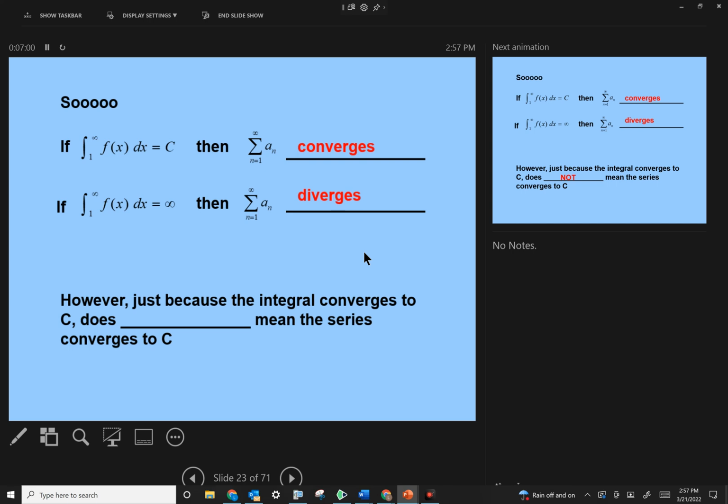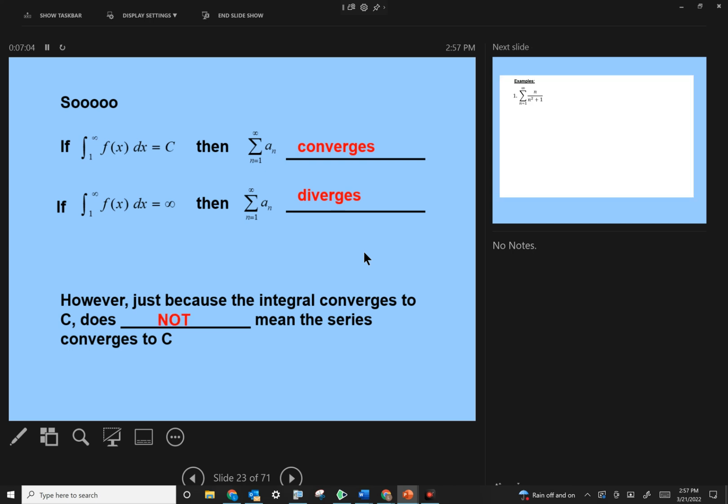Now, something I need to point out, however, just because the integral converges to a specific constant does not mean the series converges to the same constant. So if my integral equals 3, that doesn't mean that the series equals 3. It just means that the series converges. I don't know what it converges to. Okay? Just because integral means area, just because the amount of area is a certain number, that doesn't mean that's the number you get when you add up the individual terms. Okay?